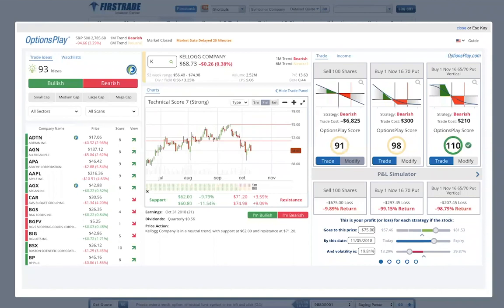As you can see here, if I shorted the stock, I lose $675, a substantial loss compared to buying that put option, where I'm losing roughly $300, versus the put vertical, where I'm losing roughly only $200. So here I'm losing about half the cost of shorting the stock, and here I'm losing about a third of the cost of shorting the stock.